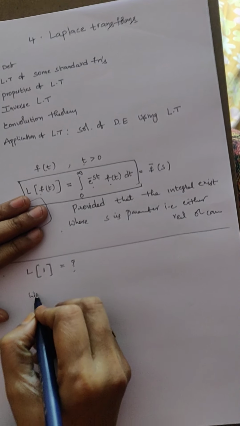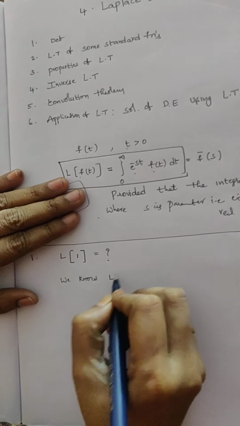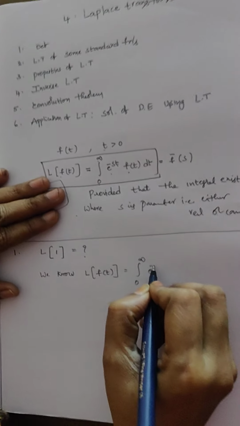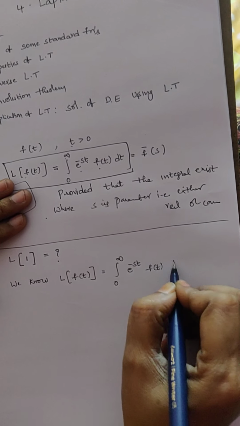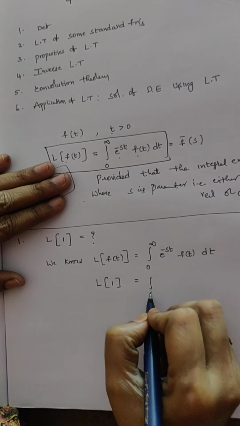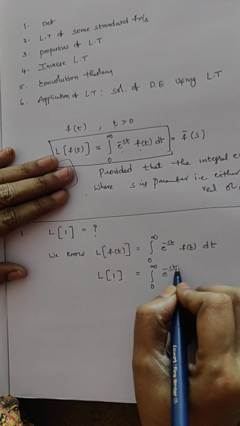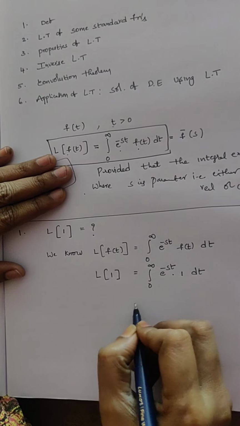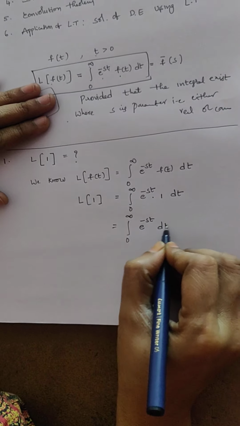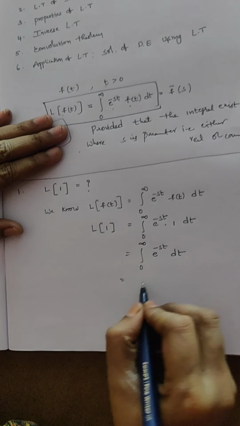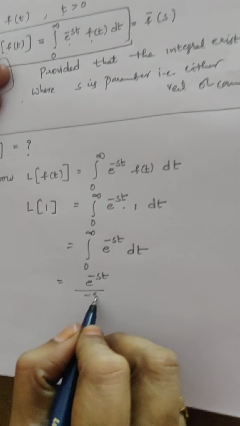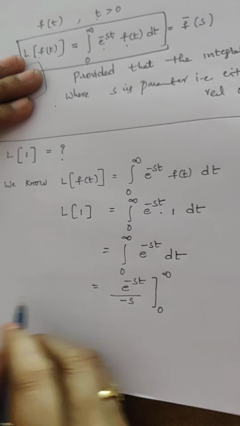So we know L of f of t equal to integral 0 to infinity e power minus st f of t dt. Our aim is to find L of 1. So it is equal to integral 0 to infinity e power minus st times 1 dt, which is integral 0 to infinity e power minus st dt. Evaluate the integral: e power minus st, integration with respect to t, so the coefficient of t is minus s. Limits are 0 to infinity.